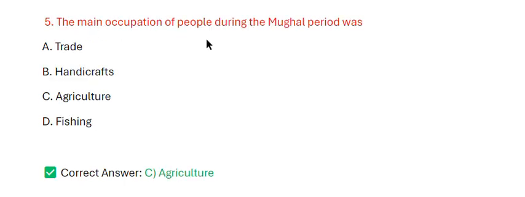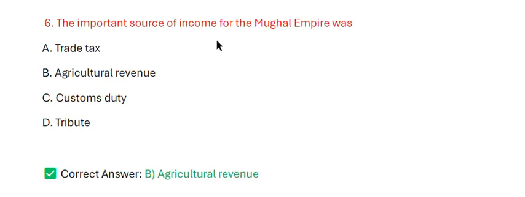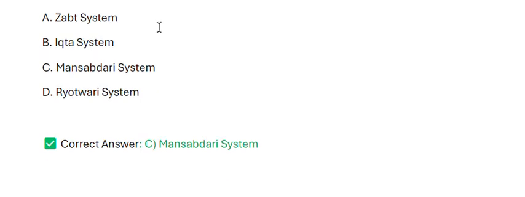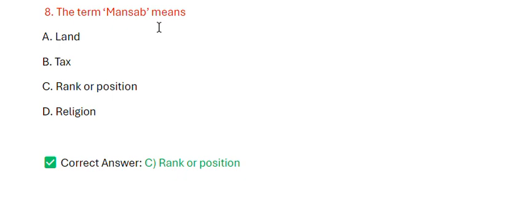The main occupation of people during the Mughal period was? The correct option is agriculture. The important source of income for the Mughal Empire was? The correct option is B, agriculture revenue. Which system was introduced by Akbar to fix rank, salary and military duties? The correct option is C, Mansabdari system. The term Mansab means? The correct option is rank or position.